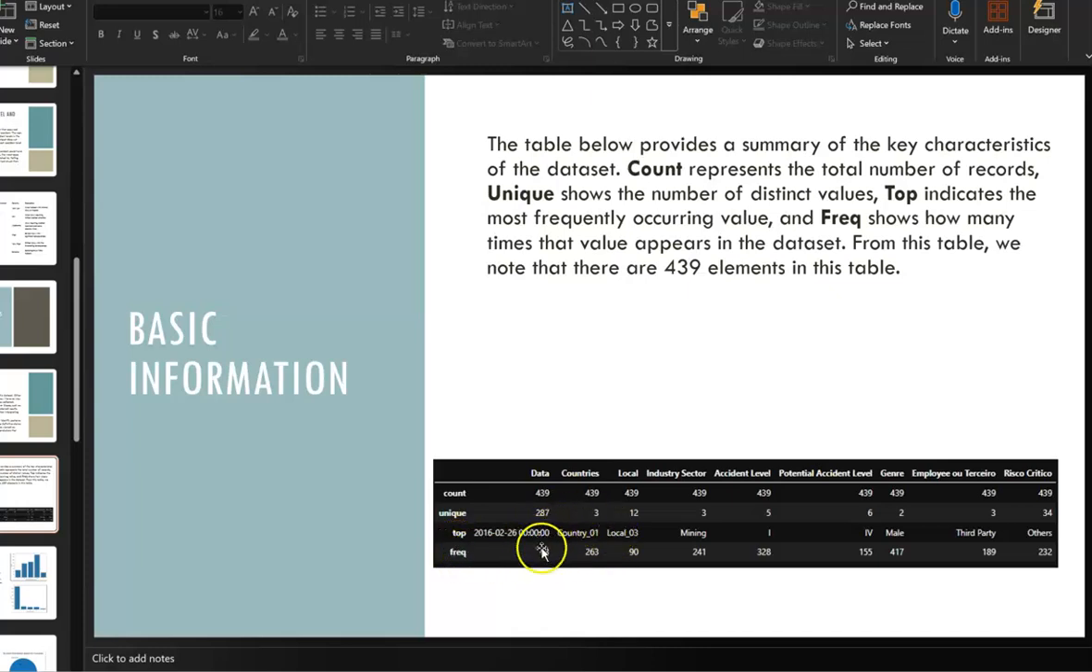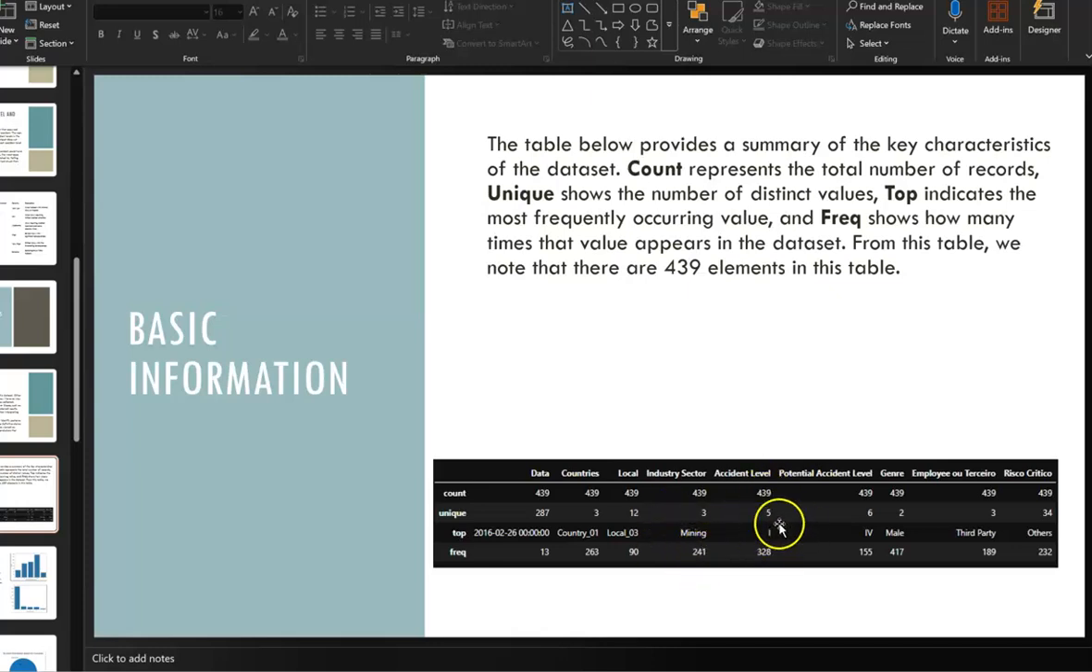Country 1 is the most frequent country with 263 of these accidents occurring, and Local 3 is the maximum, with 90 of these coming from this local plant. Just so you know, the data set didn't mention which country or which plant this was, probably for the sake of keeping things private. But I just wanted to let you know that this information about where these accidents came from is not public. Industry sector, mining came up with the most, with 241 of them.